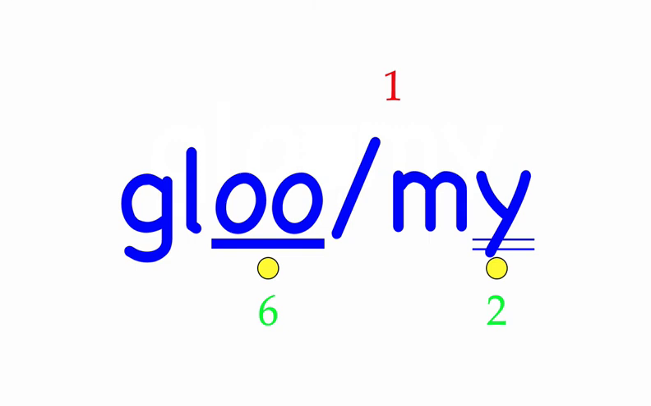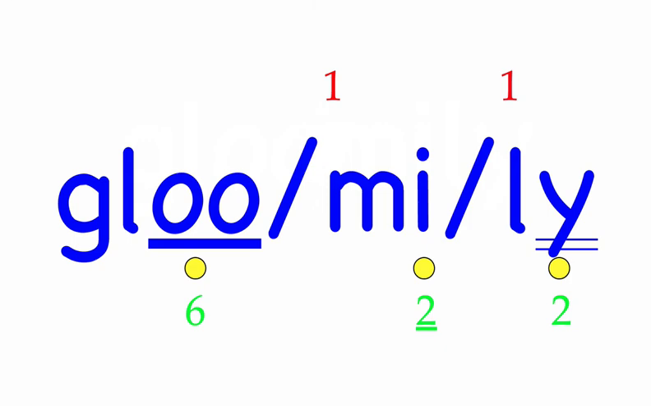Gloomily, three syllables. First syllable, glue, three sounds. G, ul, oo. Me, two sounds. I. Lee, two sounds. Ul, e. Gloomily. Mark the word. Gloomily. Carry, carrying.